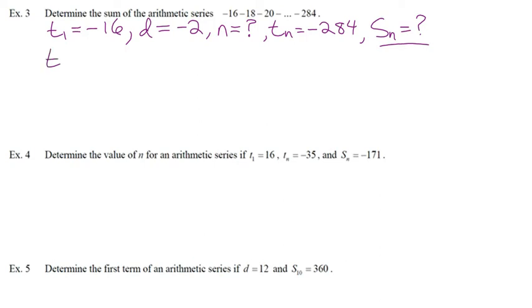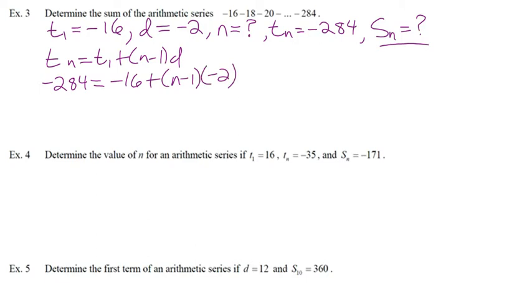Okay, so we go back to Thursday, we say t sub n is t1 plus n minus 1 times d. Negative 284 is negative 16 plus n minus 1, don't know n, times negative 2. Okay, first thing I'm going to do is what? Move 16 to the other side. Add 16 to both sides, right? So what's negative 284 plus 16? Negative 268. What's the next thing I'm going to do?